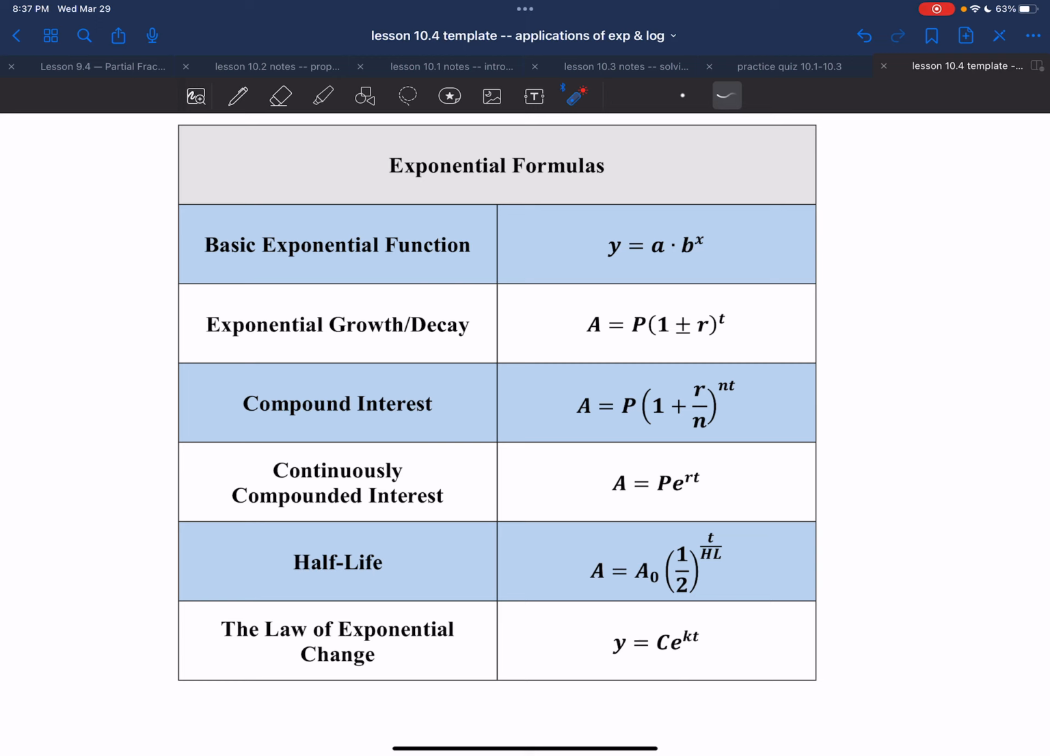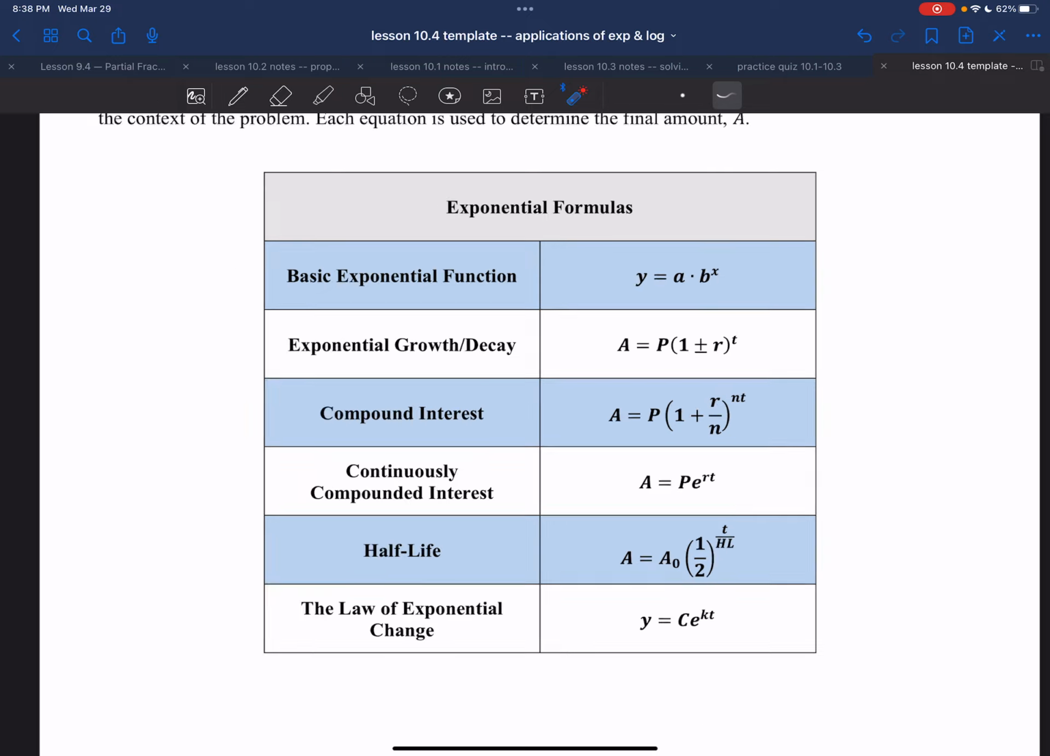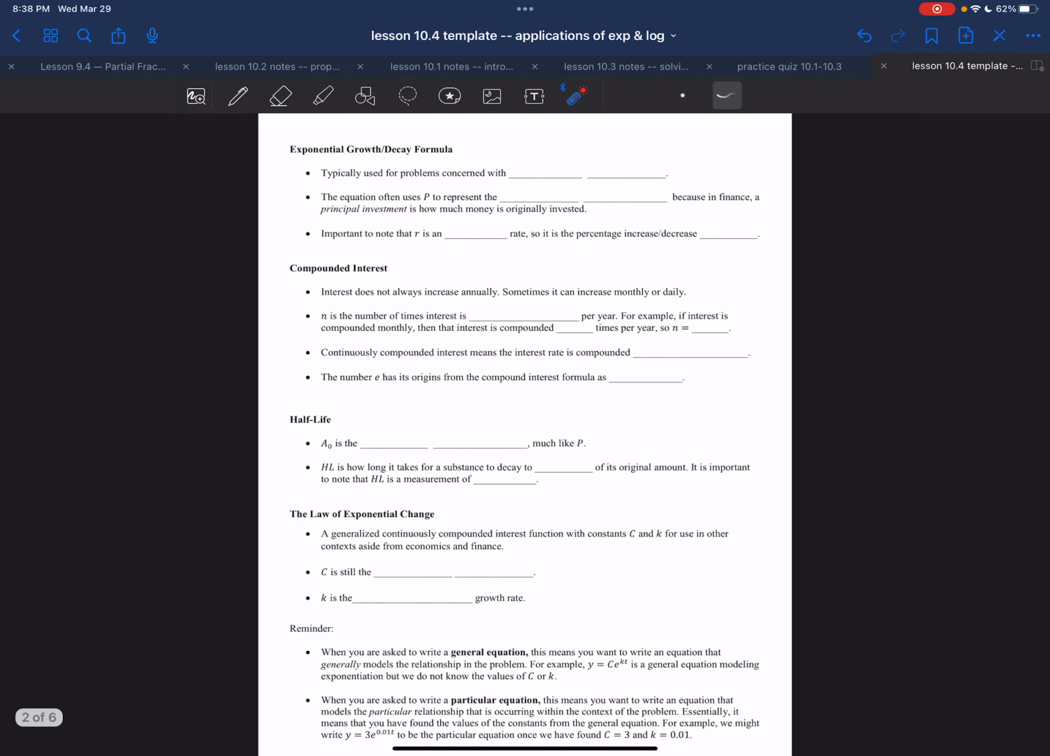And lastly, before I go to the next page, you don't need to memorize these. That is okay. You will be given these formulas, and all you're really looking for is, when you read a word problem, maybe look for the words compound interest. If you see the words compound interest, you know you probably need to use a compound interest formula. Okay, so let's go to the next page.